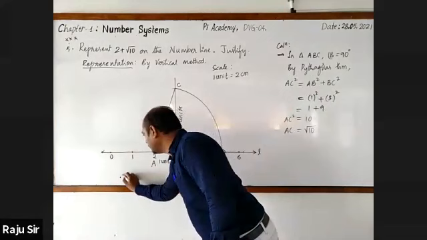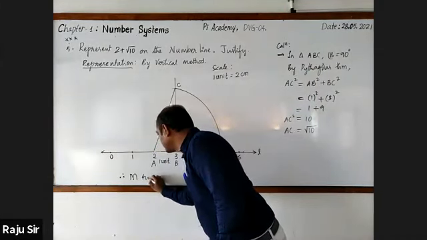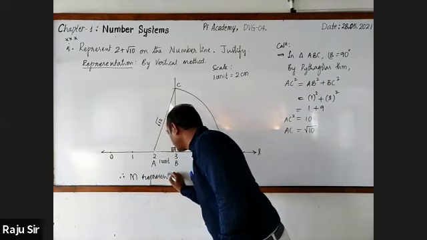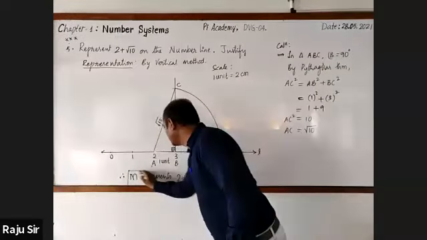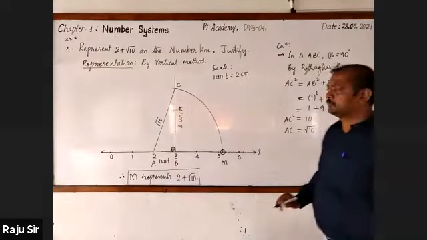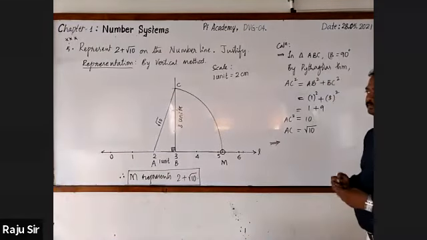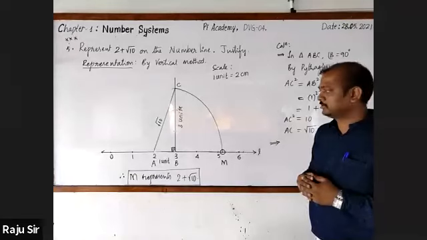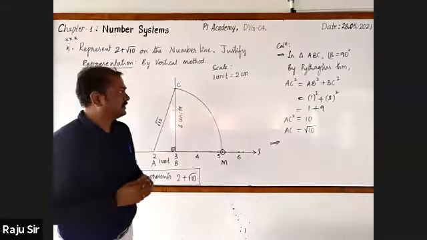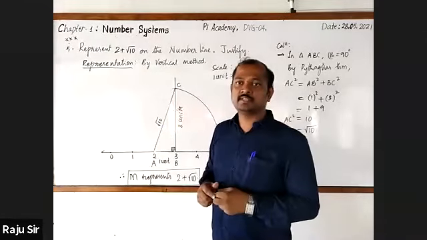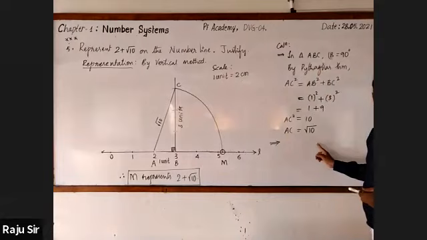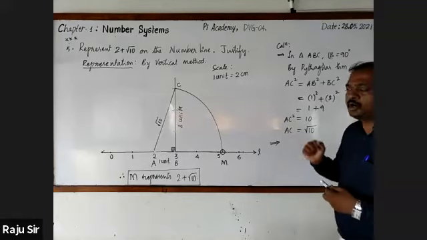Write the conclusion. Therefore, M represents 2 plus root 10. Overall, you all may be thinking that, sir, in the calculation we have got only root 10, but we have to show 2 plus root 10. Is it not? If you want to give justification, here in calculation we must get 2 plus root 10. Then how to get that?